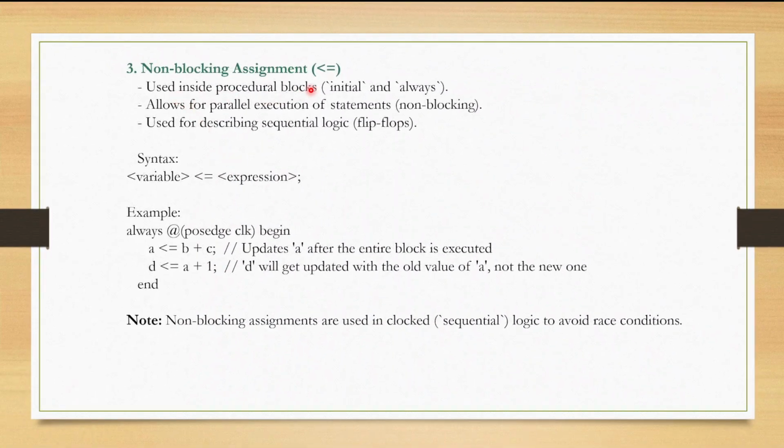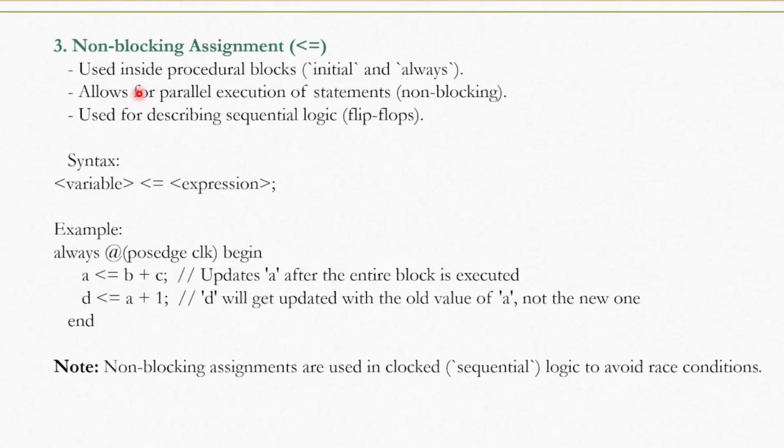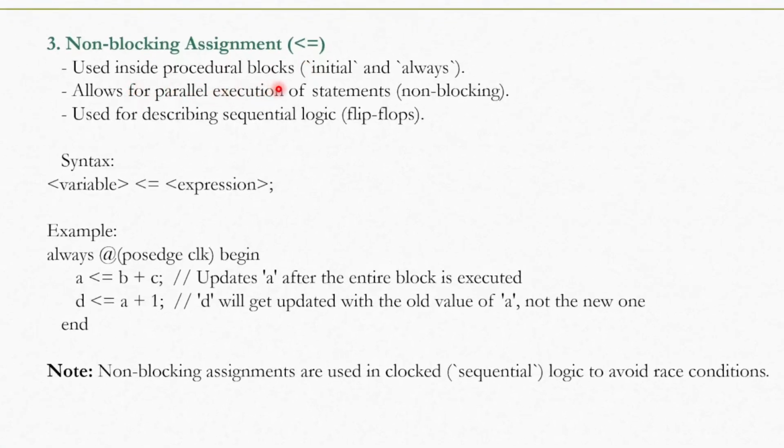Note that blocking statements should typically be used for combinational logic in always blocks. Next one is non-blocking assignment. Non-blocking assignment is used inside a procedural block, such as initial and always. It allows for parallel execution of statements. It is used for describing sequential logic. The syntax of non-blocking assignment is variable, then less than equal, then expression, then semicolon.